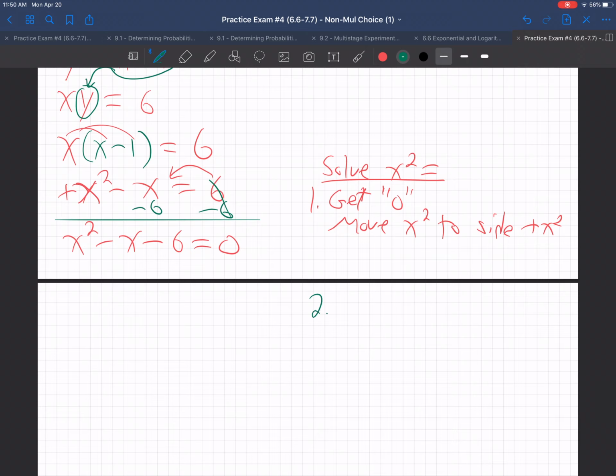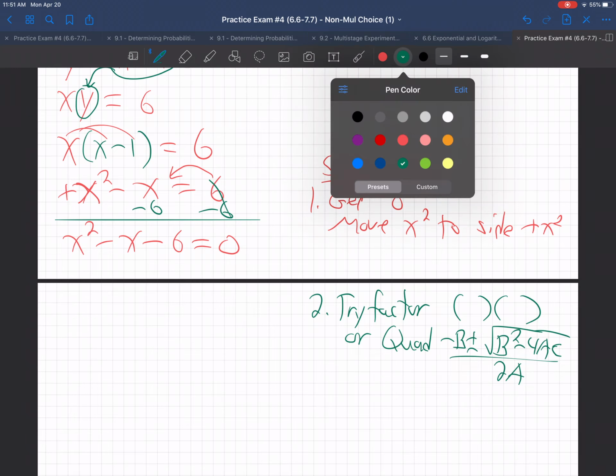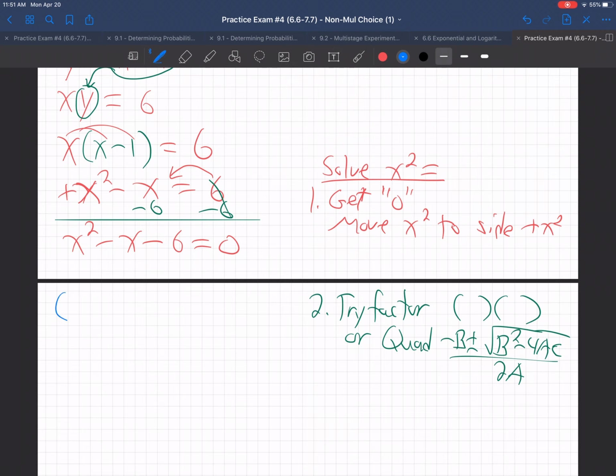And then step 2 is you can try to factor with the parentheses, or you could use the quadratic formula, negative b plus or minus the square root of b squared minus 4ac all over 2a. I know a lot of students prefer to use the quadratic formula, but this one's actually quicker to factor if you're comfortable with factoring. I think it'll be quicker. So I'm going to factor.